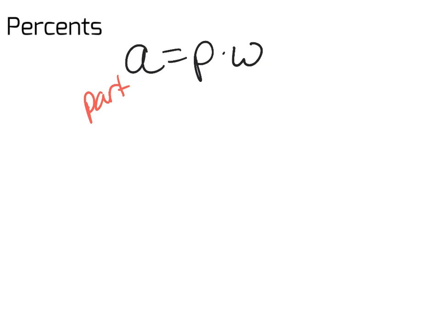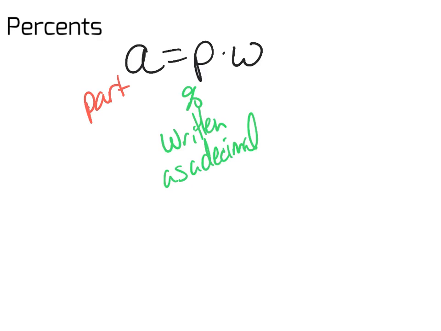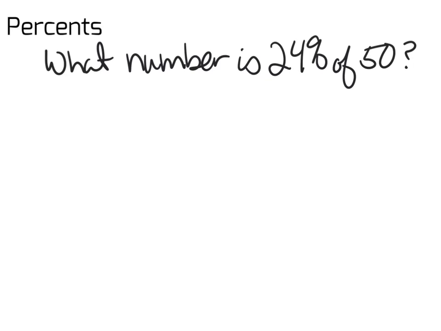We know that. Okay, P is our percent, but in the equation, it needs to be written as a decimal. So for example, if the question says 50%, you would write it as 0.50 or 0.5. And then the W, of course, represents the whole number. So instead of doing a proportion now, we're going to just use an equation to answer the same type of questions. So here's a question.